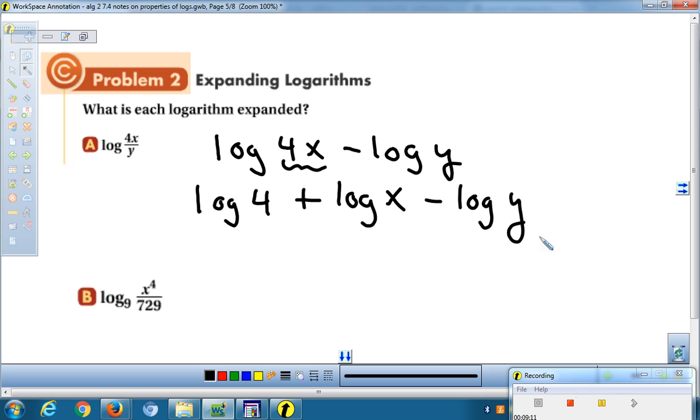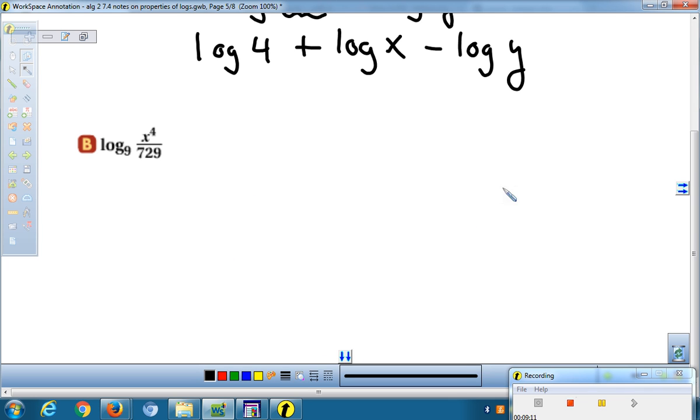Give you a little trick. Let's look at that next one, log base 9 of x to the 4th over 729. Wait, so what, that's just the answer? That's it. They're asking you to expand, just to use the property to expand to multiple logs. Later on, we may do that to help us solve an equation, but right now we're just practicing the property.